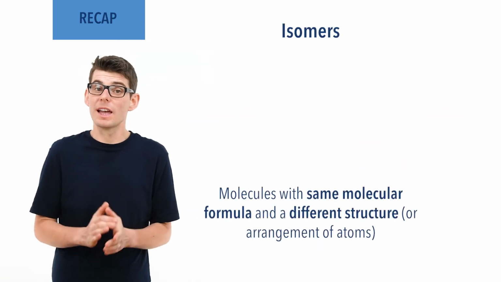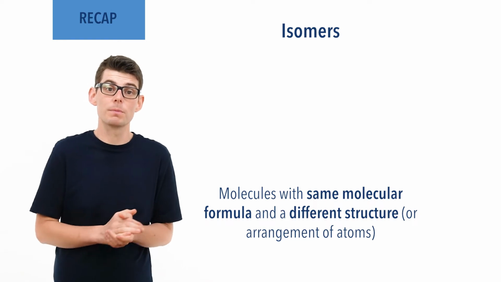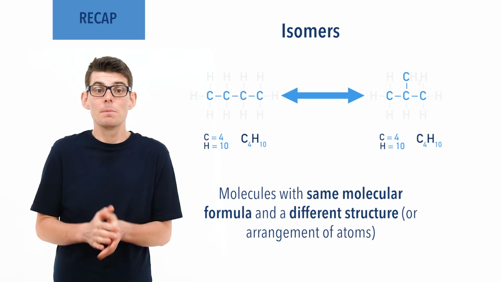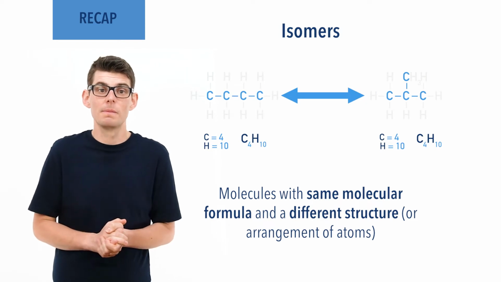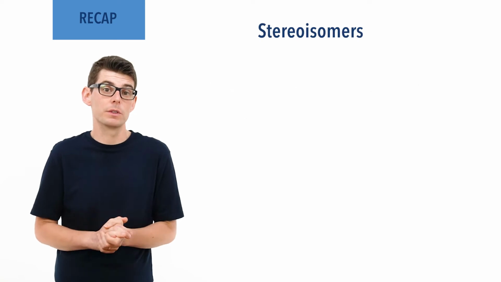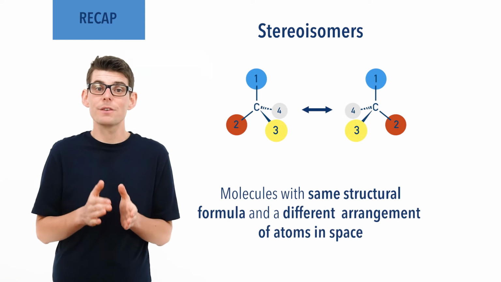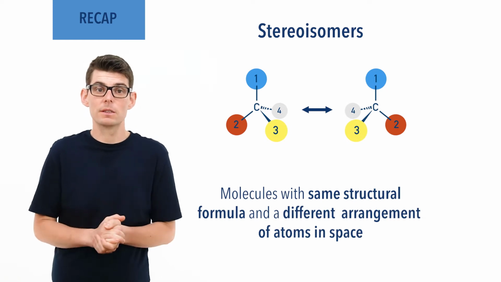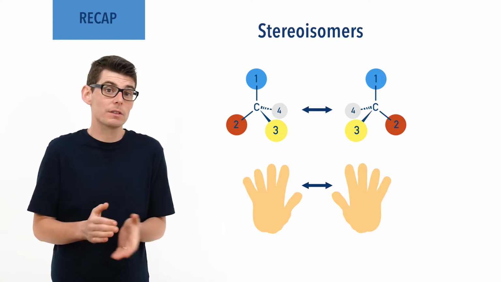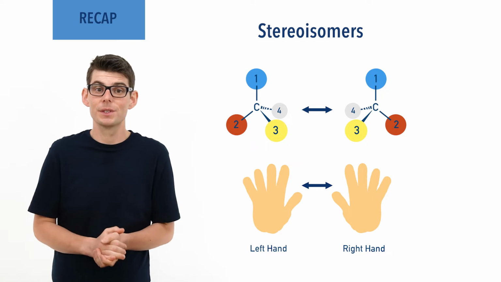Isomers are molecules that have the same molecular formula but a different structure or spatial arrangement of atoms. Basically, they contain the exact same atoms, but they aren't the same molecule. Stereoisomers are isomers that show a special type of isomerism, where molecules have the same structural formula but a different arrangement of atoms in space. A bit like your hands have the same types of fingers in the same order next to each other, but your left hand and right hand are still different.